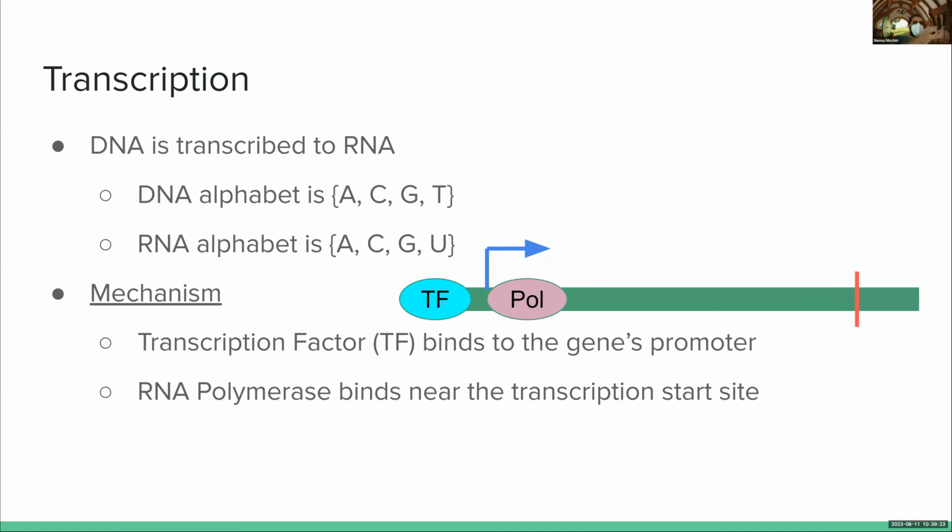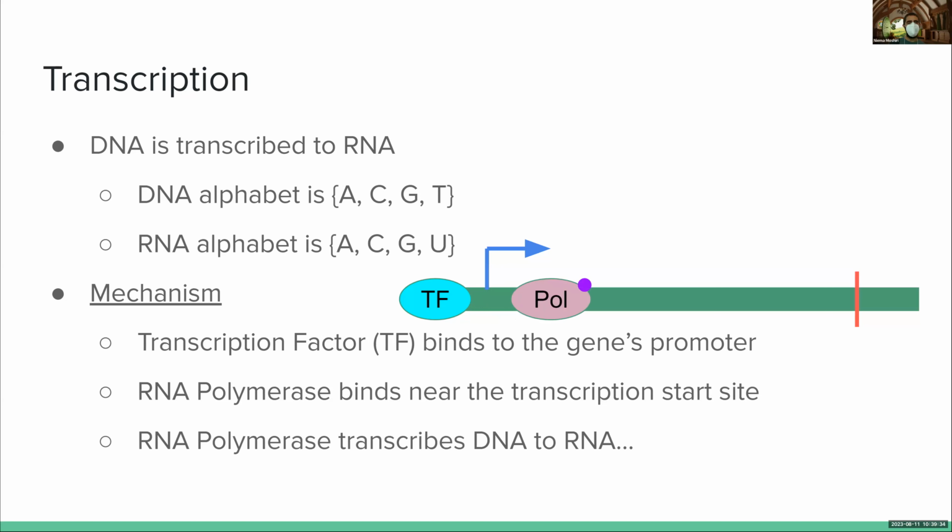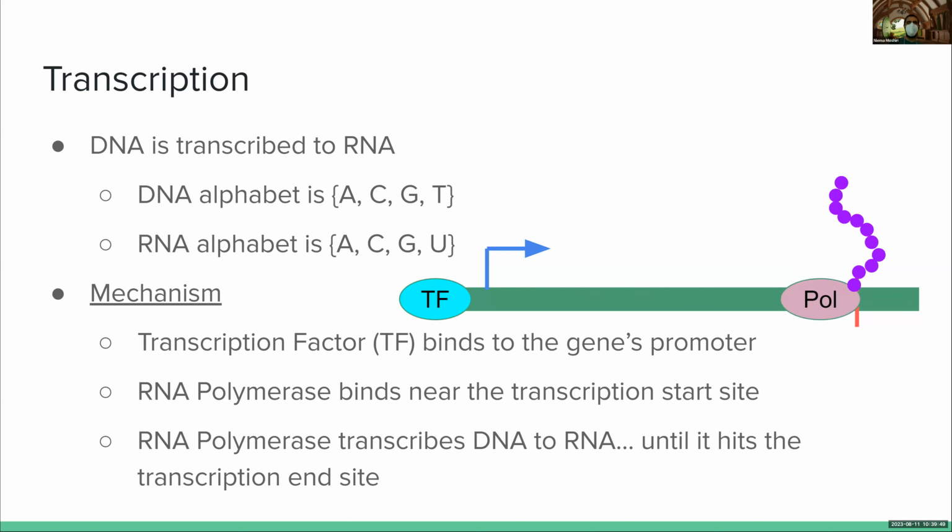And then it just, when it sees a transcription factor bound to the promoter, it binds near the transcription start site and kicks off transcription. It basically goes letter by letter in the DNA molecule and says, oh, the current letter in the DNA molecule is A, I'm going to create a T. Then the next letter is a C, I'm going to create a G. It builds this molecule of RNA piece by piece until it hits the transcription end site, and then it's done. The RNA molecule just detaches and floats away. Other stuff happens, but you don't have to worry about that.